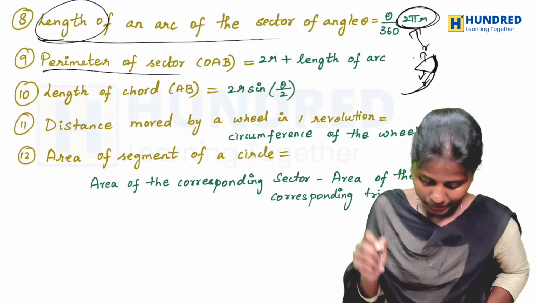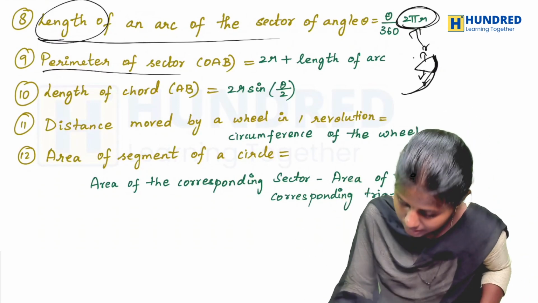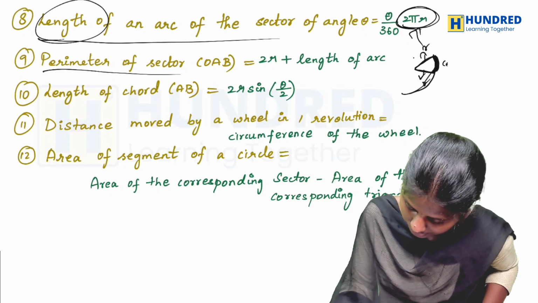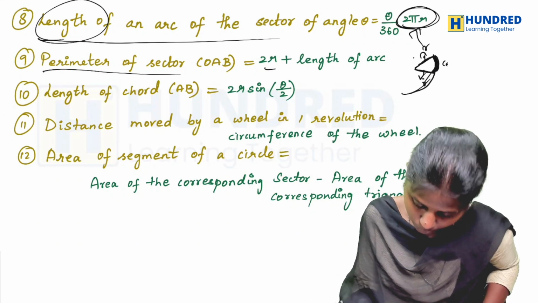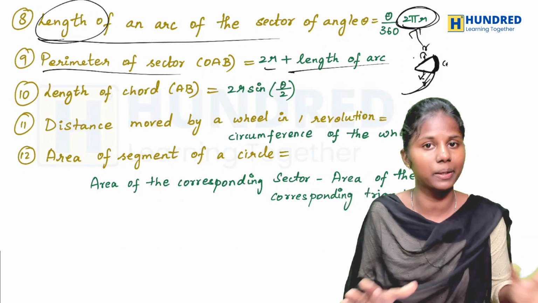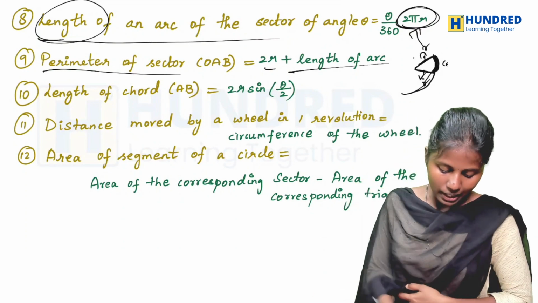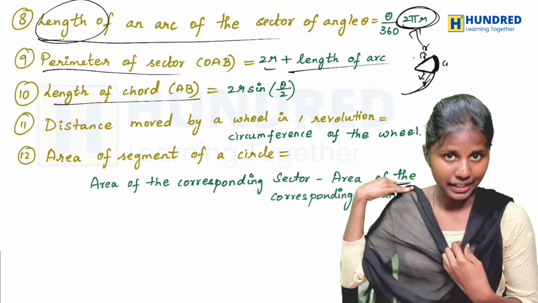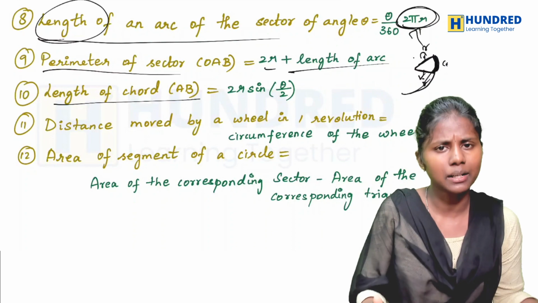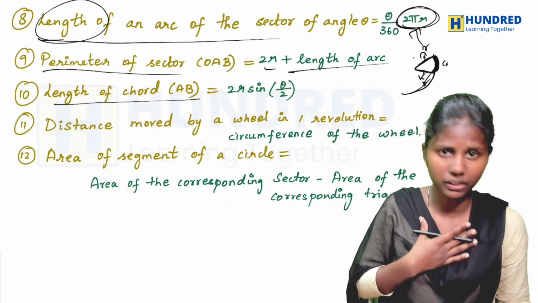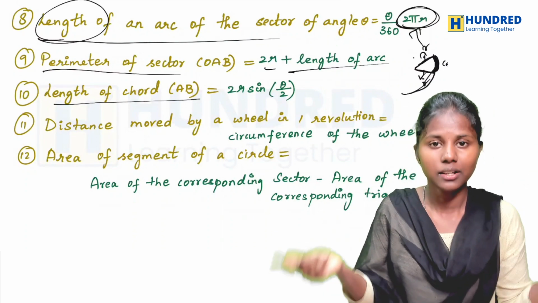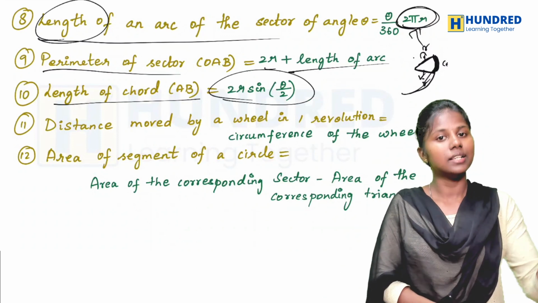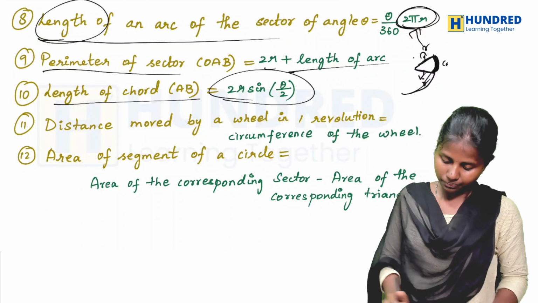And what is the perimeter of a sector? Perimeter means this total part. This one is the length of an arc and this is plus r plus r. So 2r plus the length of an arc gives the perimeter of a sector. And what is the length of a chord? If it is a diameter, we know that the length is given by 2r. If it is not a diameter, then we have a formula, which is given by 2r sin theta by 2.